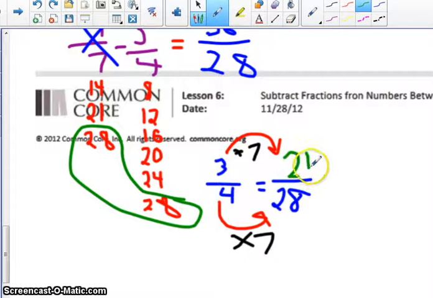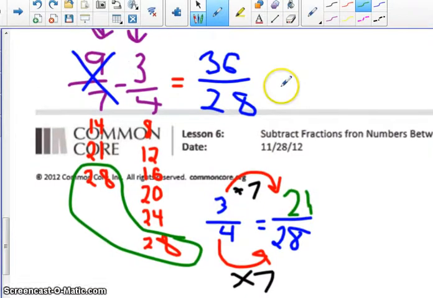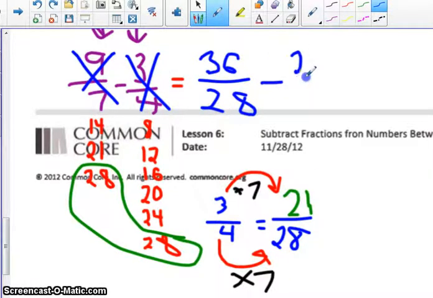Now that we've got that, 3/4 dies and comes back to life as 21 over 28. It's the same number, just with a 28 on the bottom and then the corresponding number on the top, which is still 3/4, but just in a different form. Now we can just subtract them and we get our answer.